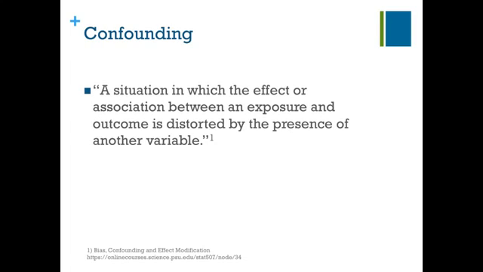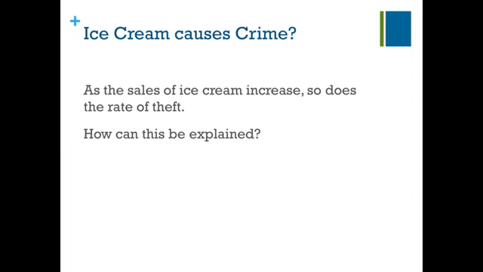Confounding, on the other hand, is a situation in which the effect or association between an exposure and outcome is distorted by the presence of another variable. Let's explore this idea with some examples.